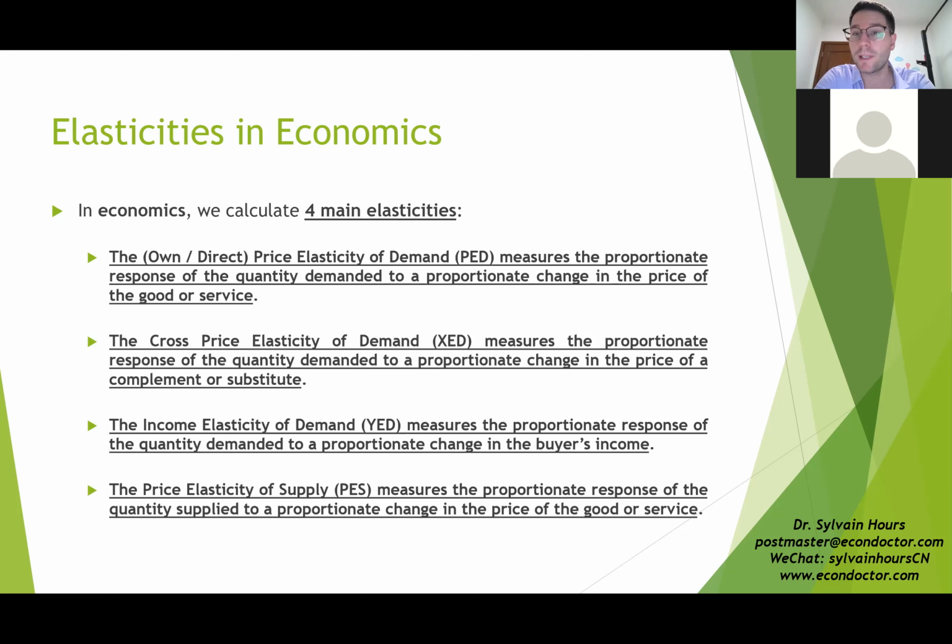Same thing with the income elasticity of demand. What is the cause? What is the independent variable? Income. We change income and we see what is the consequence of that change of income on the quantity demanded. Okay, so income is the independent variable. Quantity demanded is the dependent variable. And finally, the PES is really like the PED, but quantity supplied instead of quantity demanded.